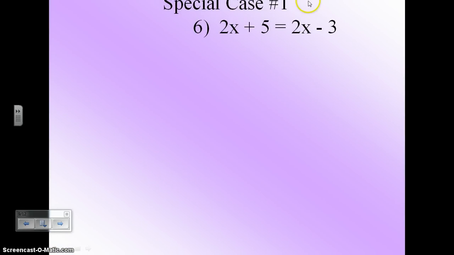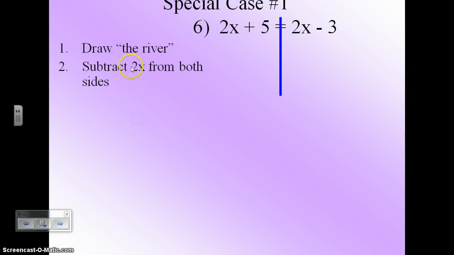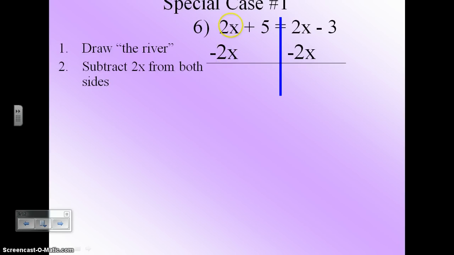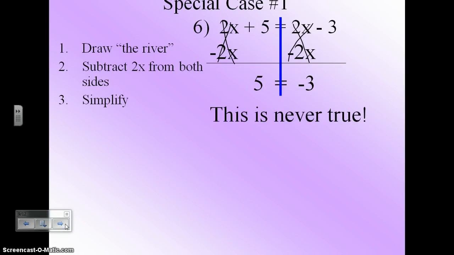Now, this is a special case problem. If I solve this, the first thing I'm going to do is draw my river, like I always do. Then, I'm going to move my x. So we're going to subtract 2x from both sides. And if you notice, 2x minus 2x cancels over here, and 2x minus 2x cancels over here. So when my variables cancel out, I'm left with 5 equals negative 3. Since they do not equal, because 5 does not equal negative 3, you have no solution.